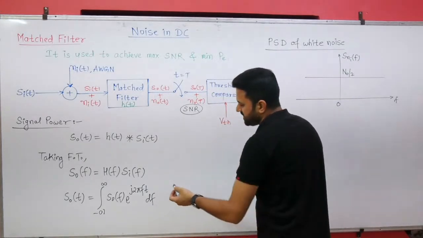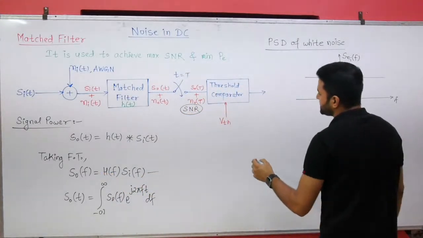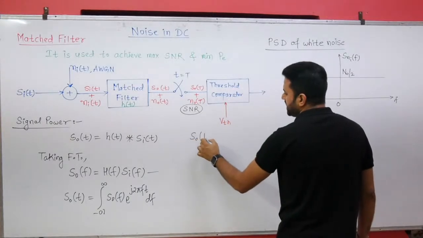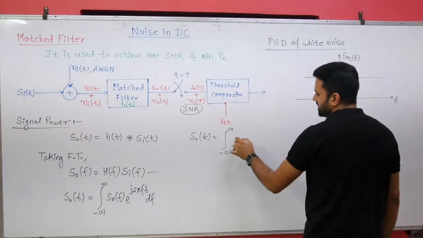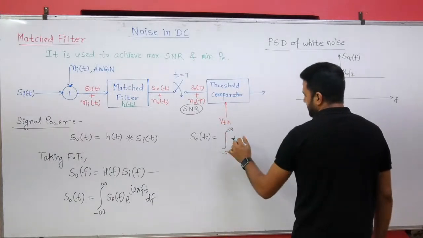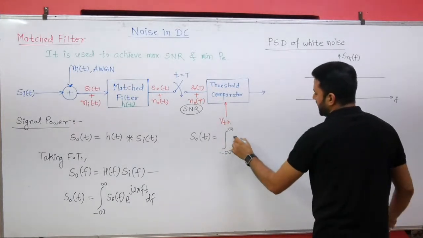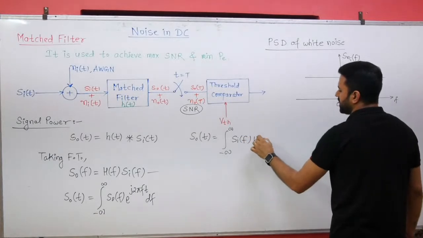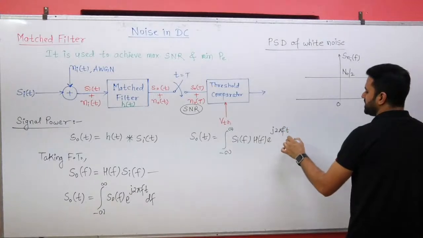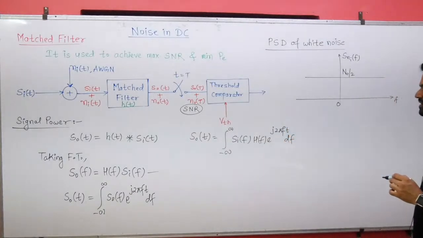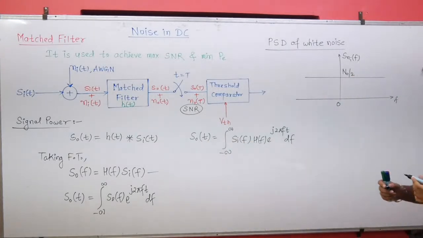Now what is the value of S naught of f? We have calculated S naught of f here. So we substitute this S naught of f in the equation of s naught of t, which gives the integral of S i of f into H of f e to the power j 2 pi f t df. Now this is the signal voltage. What we have got is the signal voltage.